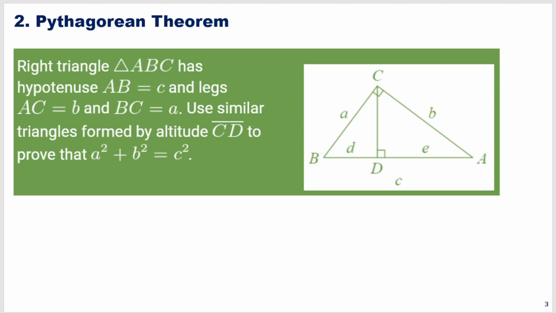The right triangle ABC has hypotenuse AB equals C, and legs AC equals B and BC equals A. Use similar triangles formed by altitude CD to prove that A squared plus B squared equals C squared. So probably you already know the Pythagorean theorem, right? If you have a right triangle, A is a leg, B is another leg, C is the hypotenuse, then we have A squared plus B squared equals C squared, right? So the problem is, can you prove this is actually true?